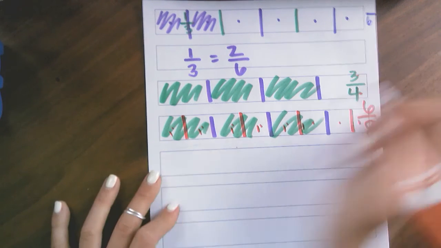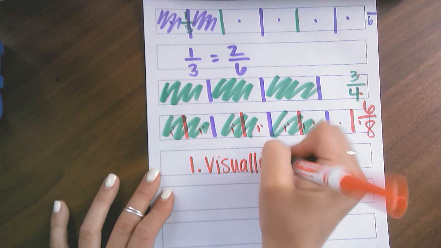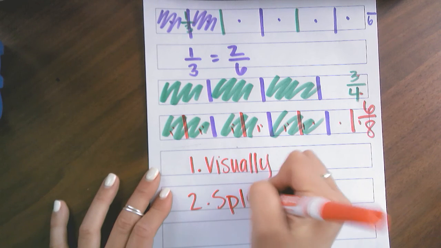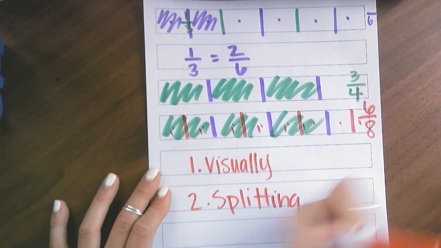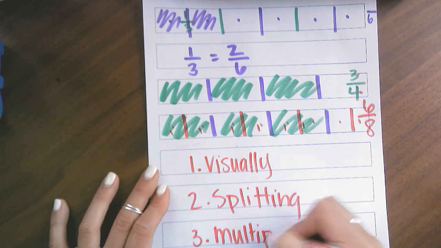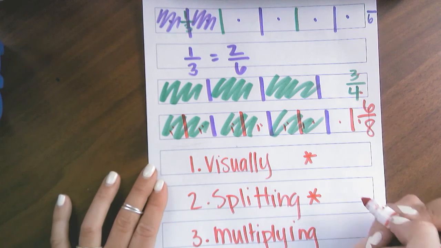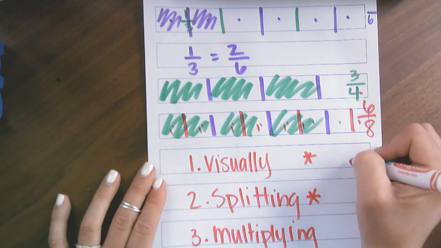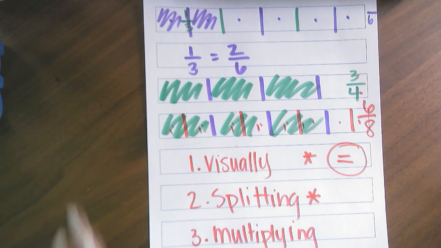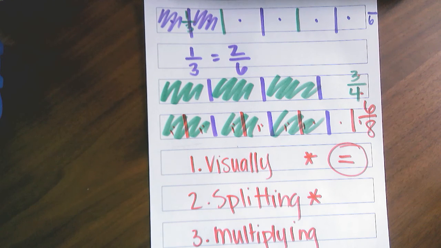So we can find fractions visually. We can find fractions by splitting. And we can find fractions by multiplying. So today, you're going to focus on visually and splitting to find equivalent fractions. And you'll remember that equivalent means equal. So your job today is to find equivalent fractions by looking at them visually and by splitting them just like we did here. And then tomorrow, we're going to work on this multiplying one as a class.